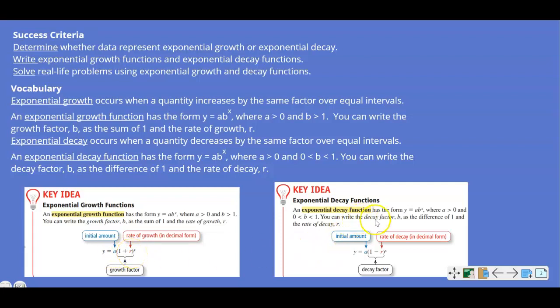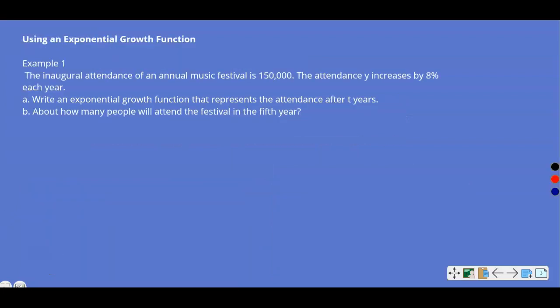Same thing about decay, except now your b is going to be between 0 and 1. So now you're going to do 1 minus your rate. We're going to look at some examples of this. I know I went through this kind of quickly, but you can always rewind and watch again or reach out and ask questions, and please do so if you have questions. All right, let's look at some examples.